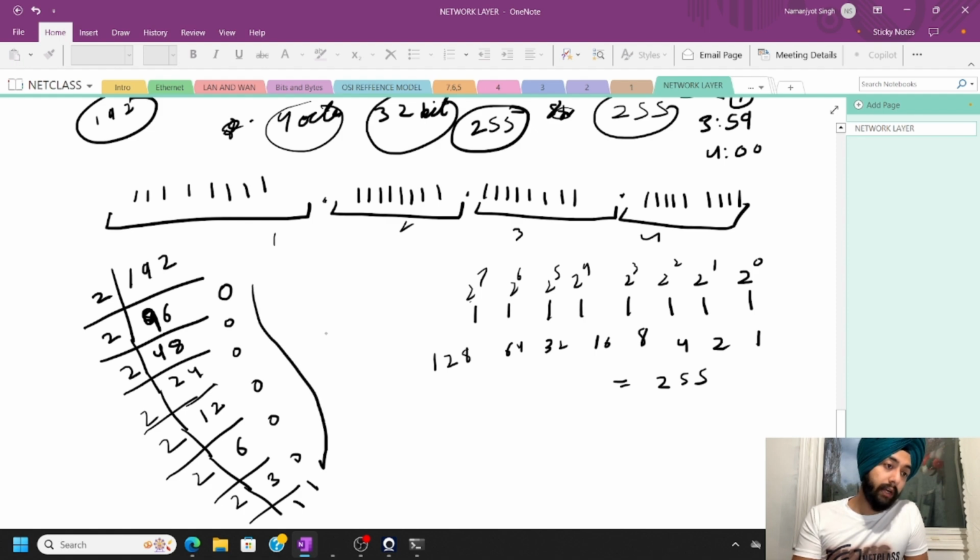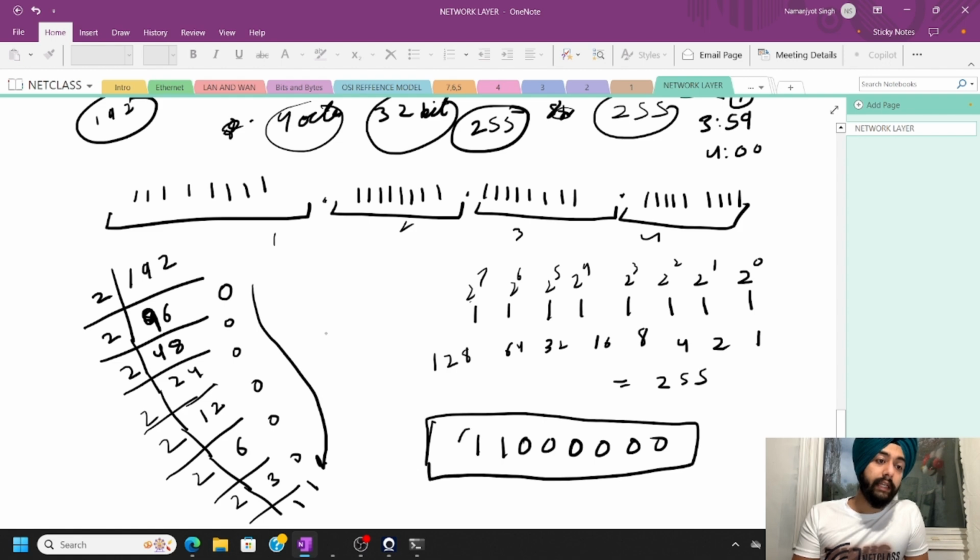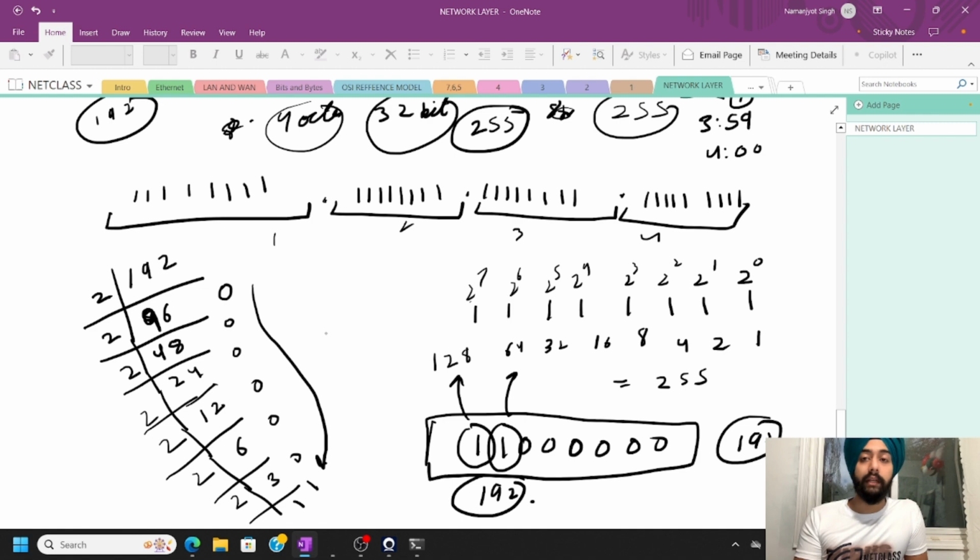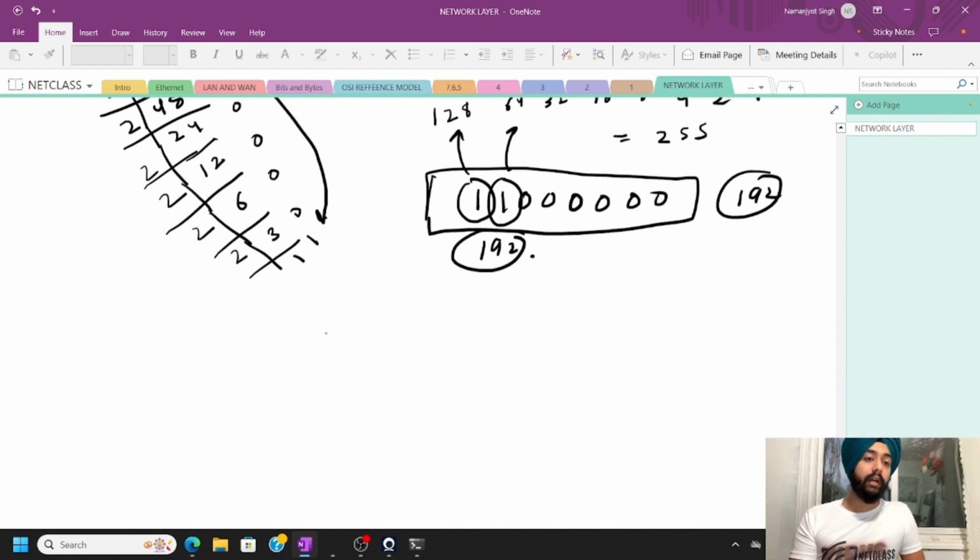So going from here to here, we get 1 1 0 0 0 0 0 0. These two values are 1, all others are 0. So we would say 128 plus 64. What is 128 plus 64? It is 192, guys. So the IP address is 192 in the first octet, and similarly we can convert the other octets as well. So this is how IP addresses work.